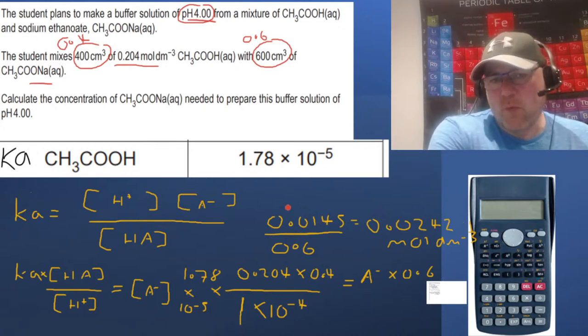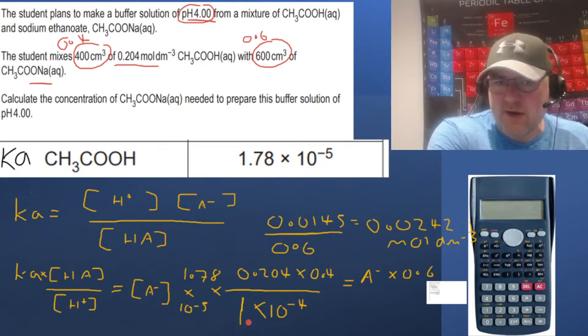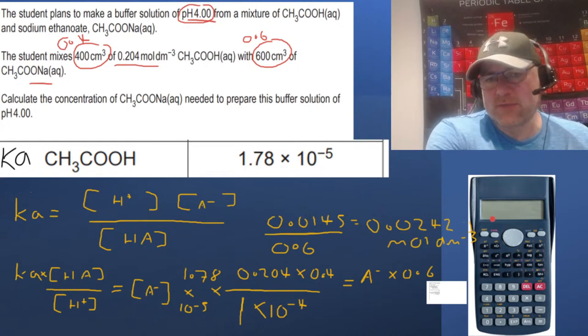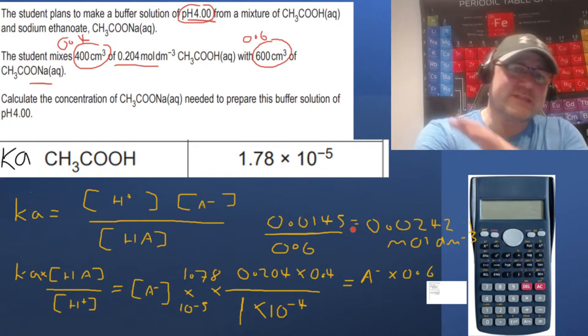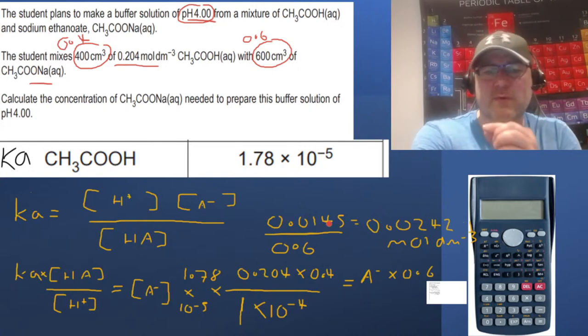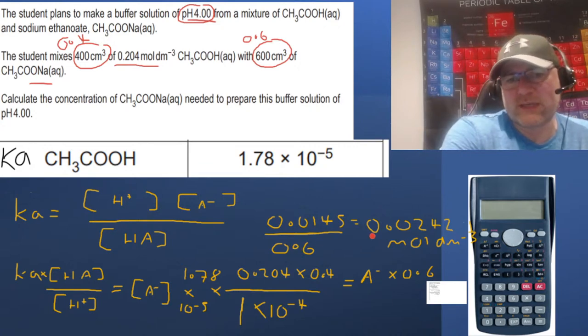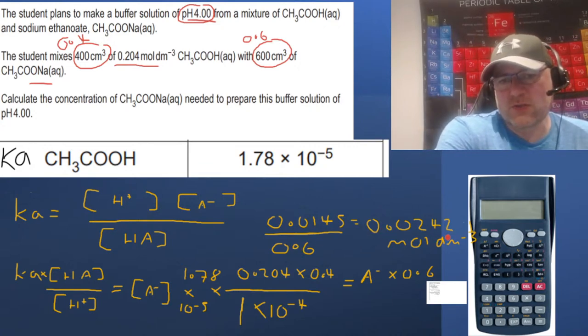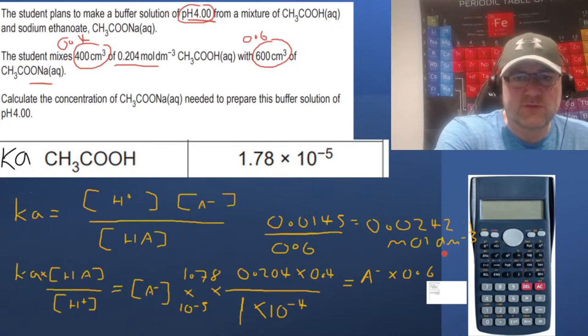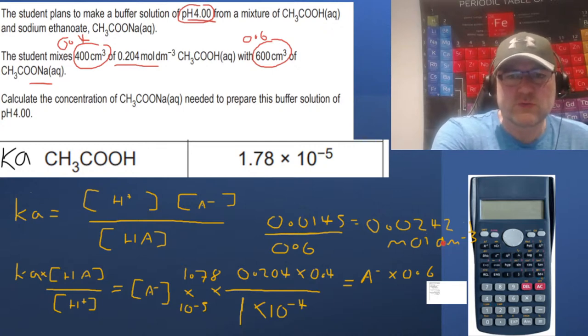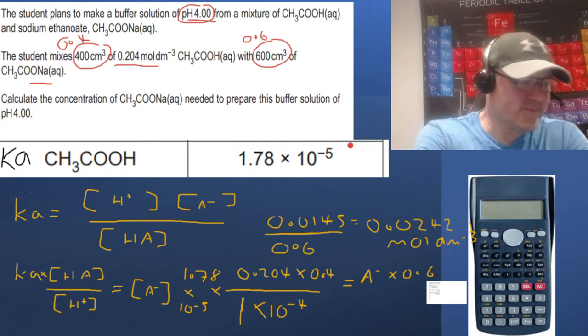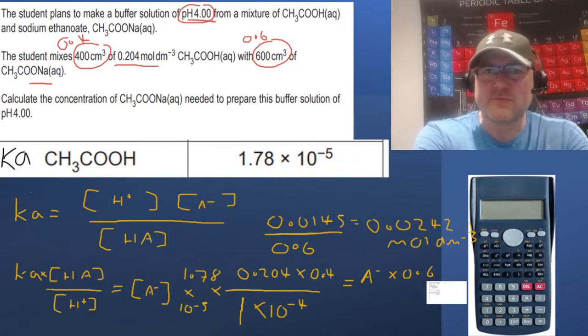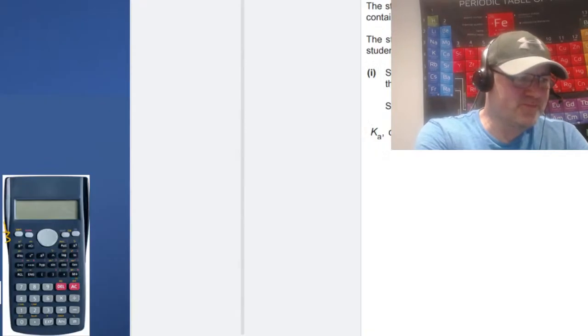So we then work that out and we get 0.0145 when we do this half of the calculation. So that is equal to A minus times 0.6. So I bring the 0.6 over by dividing 0.0145 divided by 0.6, and I get a concentration of 0.0242 moles per decimeter cubed, hopefully. So hopefully it was just about followable.